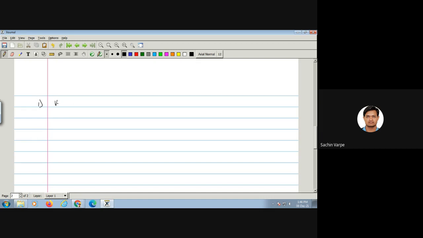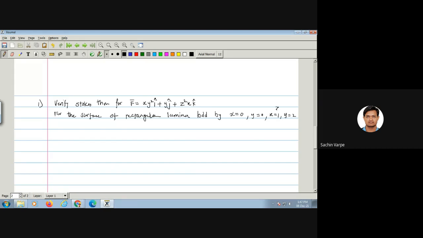So the first example is, if we are asked to verify Stokes theorem for f bar equals xy square i cap plus y j cap plus z square x k cap, for the surface of a rectangular lamina bounded by x equal to 0, y equal to 0, x equal to 1, y equal to 2, and z equal to 0.